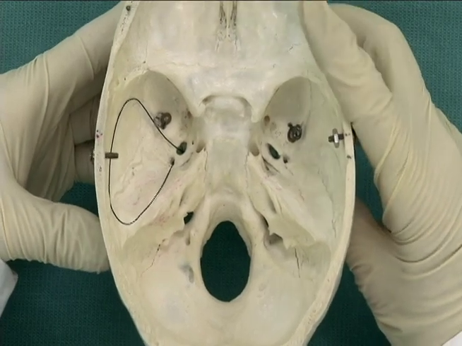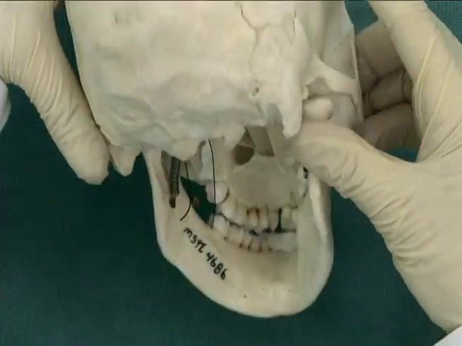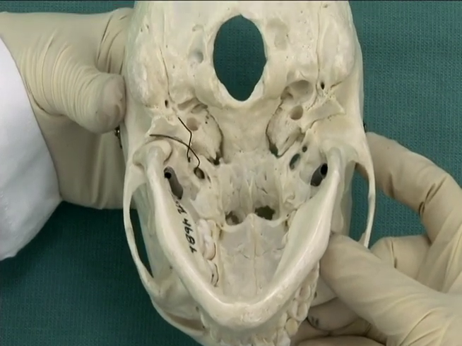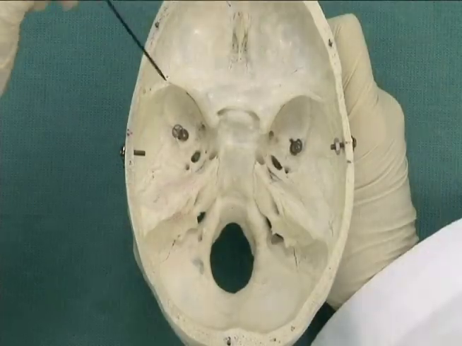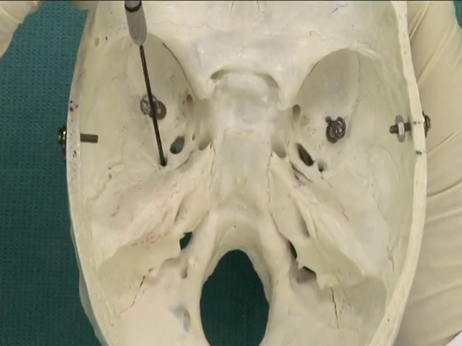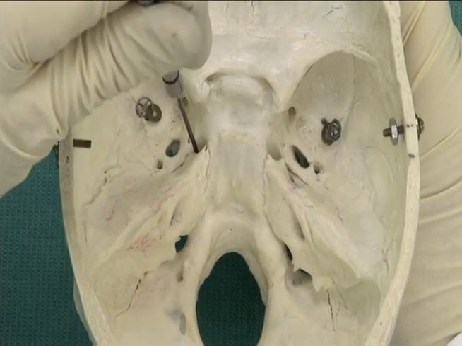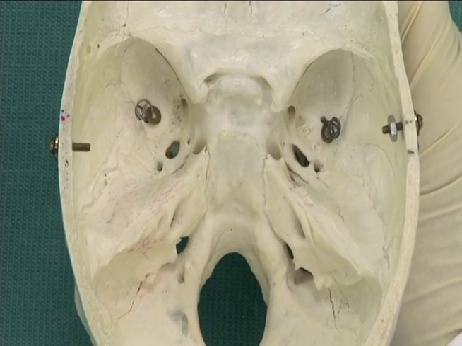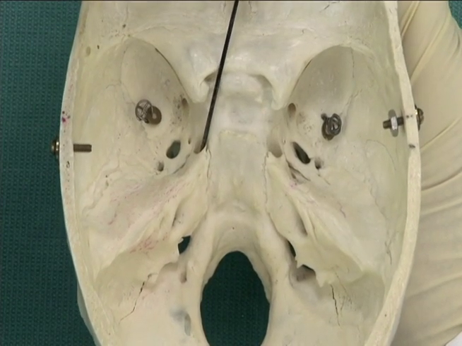If you place a thread in the foramen ovale and the foramen spinosum, the threads can be seen emerging from these foramina on the base of the skull. Medial to the foramen ovale and the foramen spinosum is the foramen lacerum, which is closed by fibrocartilage in the adult. Adjacent to the foramen lacerum is the opening of the carotid canal.